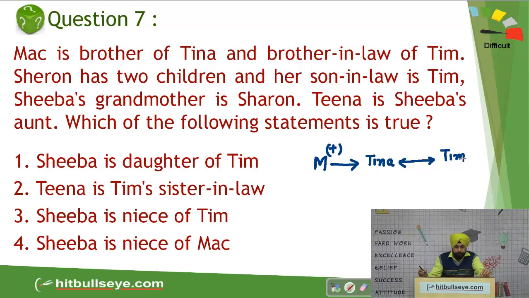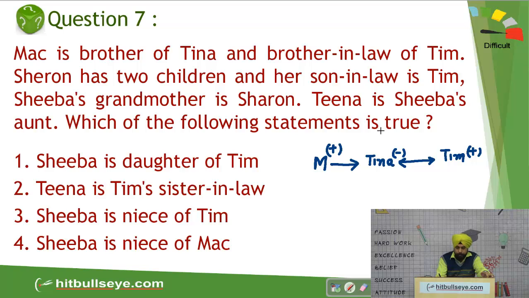Right? Now, Sharon has two children and her son-in-law is Tim. So that tells us Tim happens to be a male. So Tina happens to be a female. Then the name of this person is given to be Sharon.